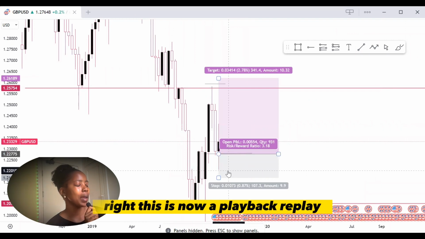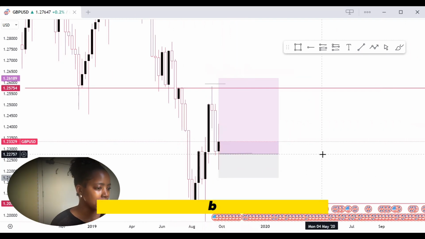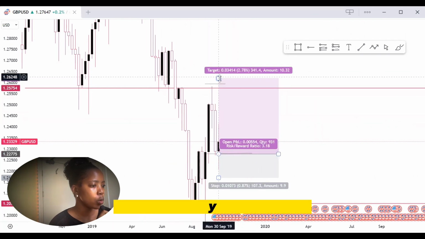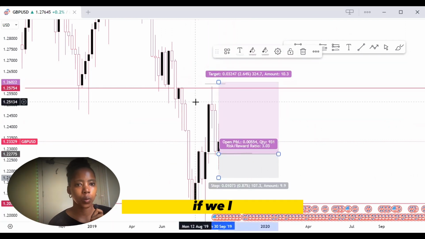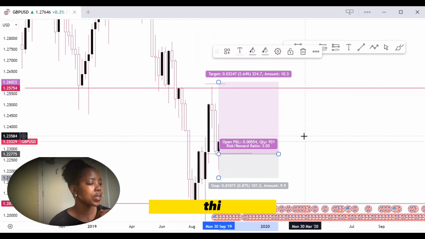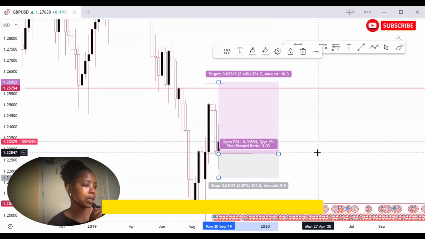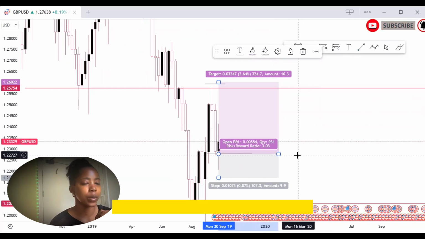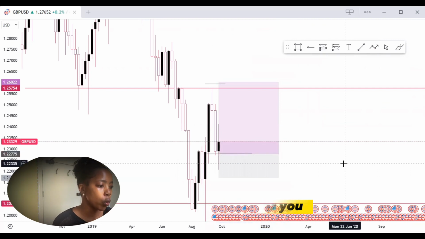This is now a playback replay, we know that, but this is what we always do every single day. You know, if there's no entry, there's no entry. If we lost, we lost. It's okay. We don't mind because there will always be an entry. This is a nice setup, you guys. 3%. Imagine if you had a 100,000 funded account there, 3% is very, very good for you.